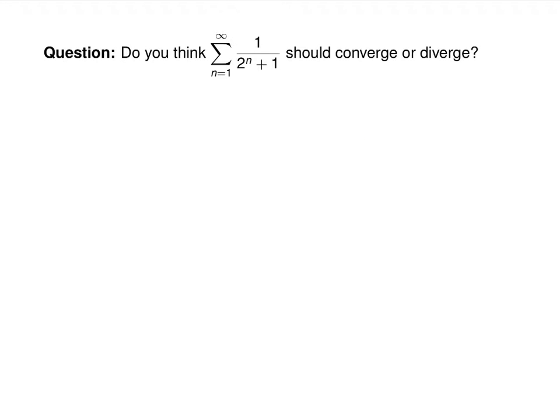So like, look at this guy. Do you think this should converge or diverge? It looks almost like something that you know, right? It'll converge, right? This looks super close to the sum from n equals 1 to infinity of just 1 over 2 to the n, pretty much, which is a geometric series with r equal to a half, right? And therefore it converges. Does that make sense?